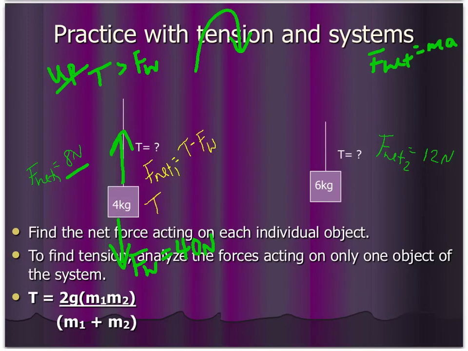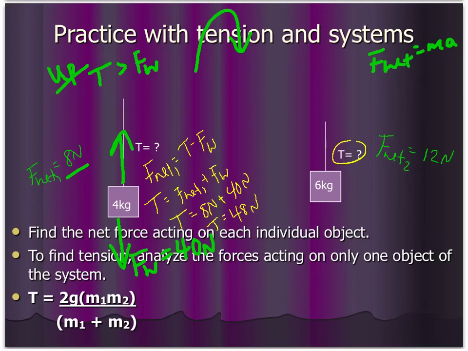I can rearrange this and solve for the tension by saying F net 1 plus FW. Or an F net of 8 newtons plus an FW of 40 newtons is going to give me a tension of 48 newtons. Now I should see that same thing for my tension when I solve over here, because again it's that same rope within that system, so it's going to have tension acting equally on it.